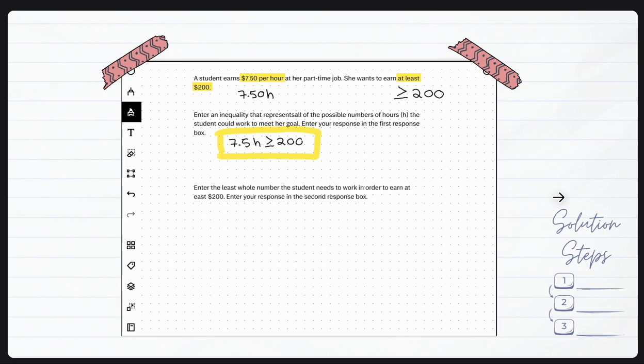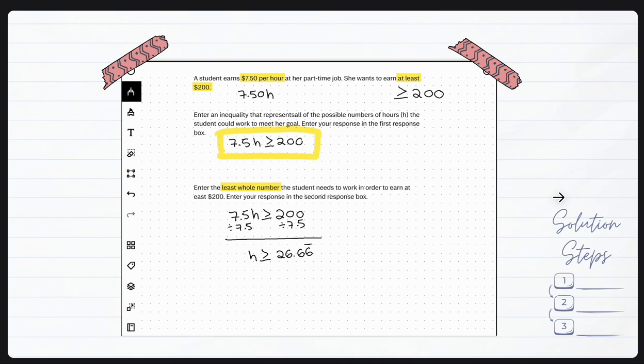And then we're going to move on to the next part of the question. Enter the least whole number the student needs to work in order to earn at least $200. Enter your response in the second response box. So now we actually have to solve for H. We need to figure out how many hours she has to work to meet her goal. We'll divide both sides by 7.50, and then we'll find out how many hours she has to work. That answer is 26.66, and that 6 repeats.